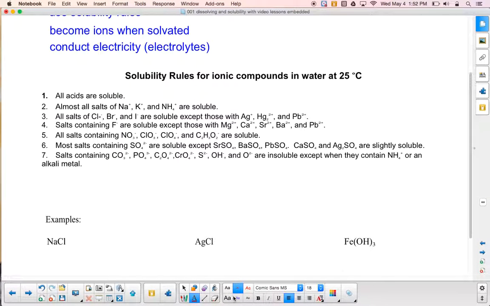Our rules here are that all acids are soluble. When you're looking for an acid, you're looking for something that starts with hydrogen or ends with this COOH group. And then we just proceed down from there. Almost all salts of sodium, potassium, and ammonium are soluble. Salt is just another word for ionic compound. And so on and so forth.